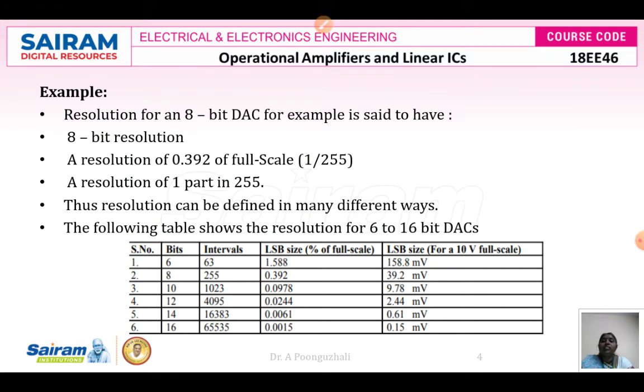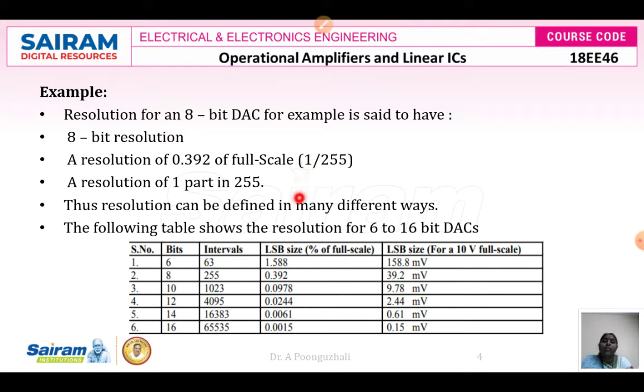Here, we will take an example of an 8-bit DAC and explain. Your 8-bit DAC means it is going to have an 8-bit resolution, and here you can have the resolution to be 0.392, that is 1 by 2 power n minus 1. So n is going to be 8. So 2 power 8 is going to be 256, minus 1 is going to be 255.